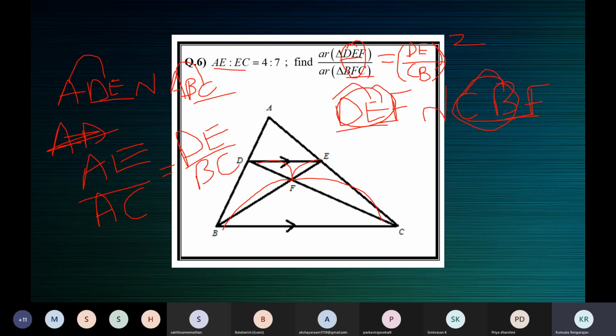So what is AE by AC? AE is 4x. EC is 7x. So AC is 11x. So 4 by 11 is the ratio. So DE by BC is equal to 4 by 11. So DE by BC the whole square, 4 by 11 the whole square, 16 by 121.